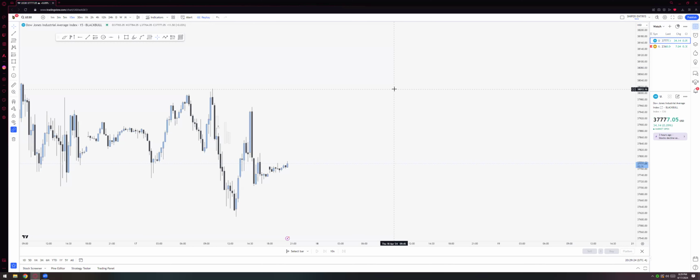Either it takes liquidity before 9:30 and then drops at 9:30, or you just don't do anything. It just starts breaking and going off for no reason. So I haven't found anything on US 30 lately.